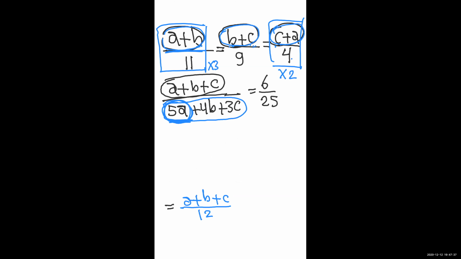So now, as I said, we will multiply the first term by 3. So first term times 3, it was a plus b over 11, so 3a plus 3b over 33. Add the second term. It will be the same, nothing changed, b plus c over 9. Add the third term. We said that we will multiply it by 2, so 2c plus 2a over 8.